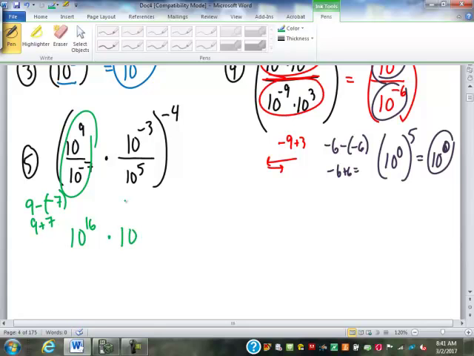10 to the negative 3rd divided by 10 to the 5th. Negative 3 minus 5, which is negative 3 plus a negative 5. Negative 8. Very good.